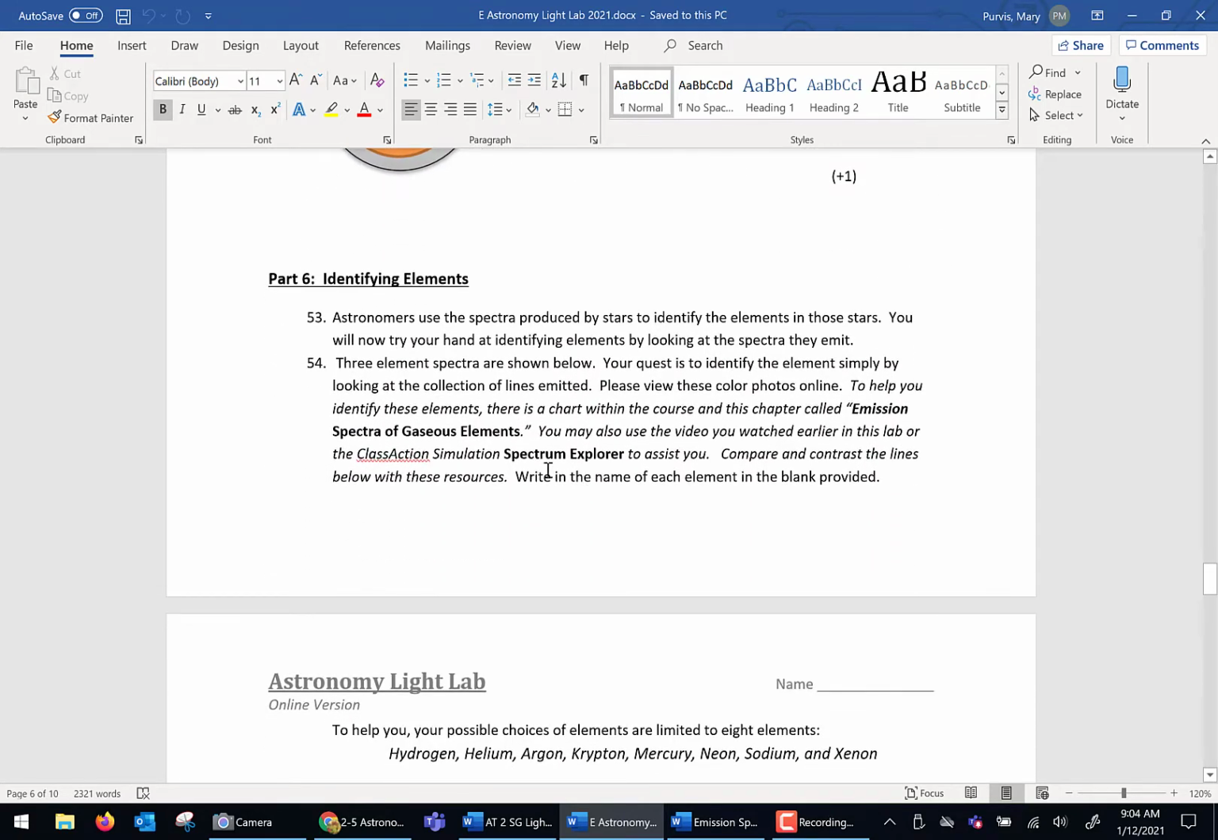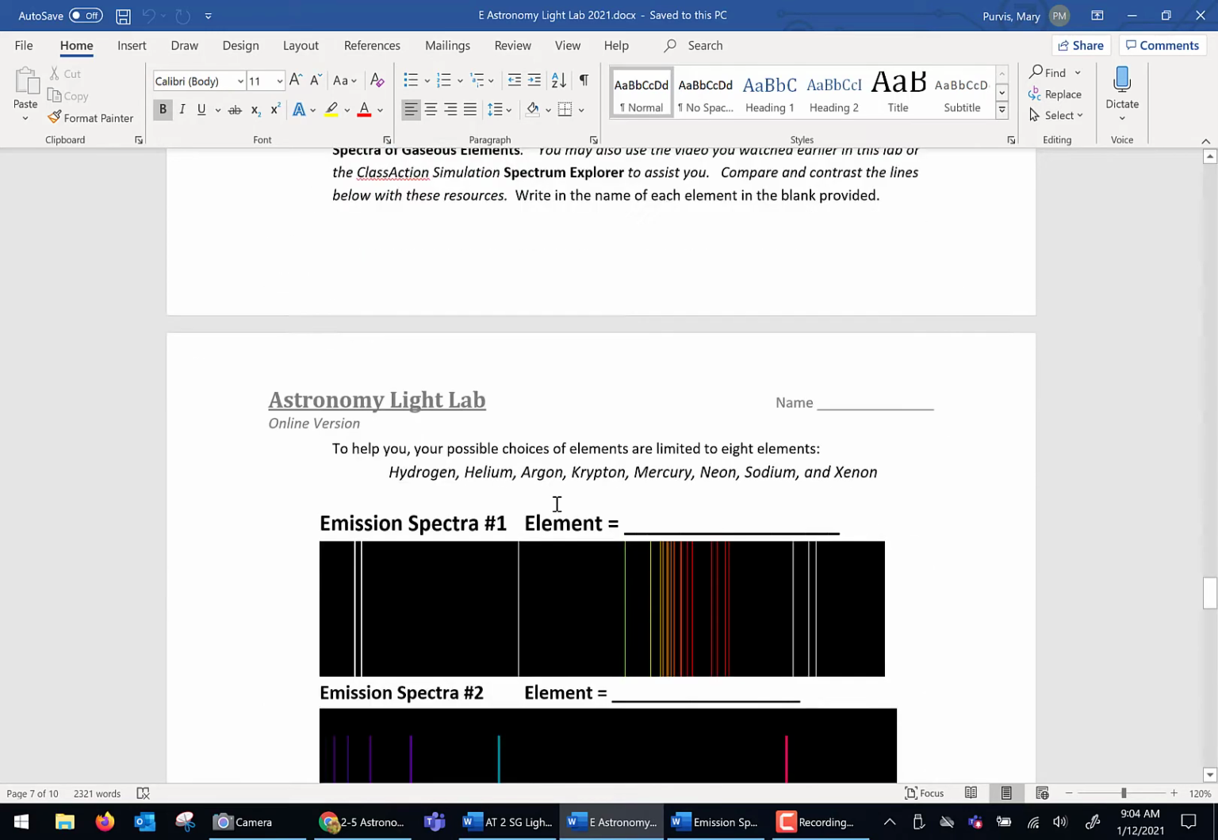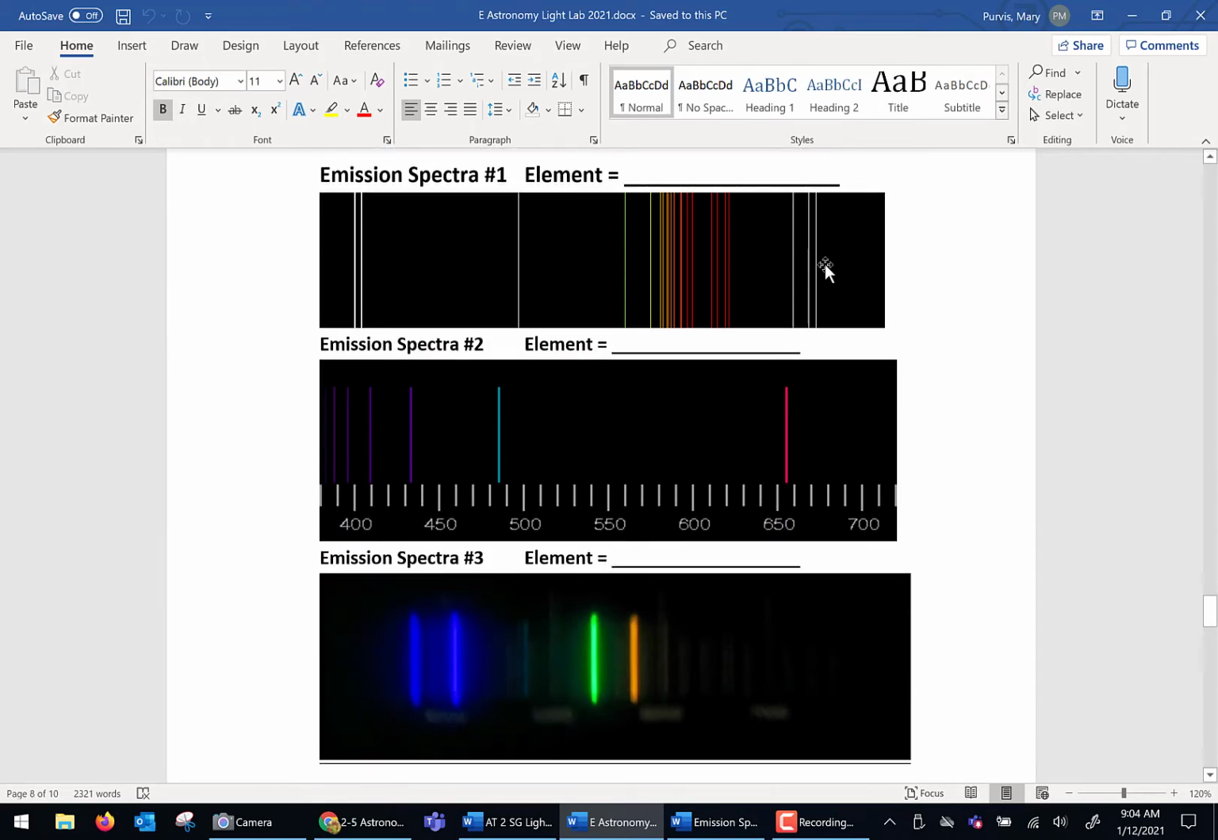And then one of the most important parts of the lab, I'm going to ask you to use everything you've learned so far to look at these 3 unknown element spectra and identify them. Now, every lab is worth 20 points. This section is going to be worth 5. It's a quarter of your grade. Can you accurately identify them just by looking at the colored lines? Now, right this moment, you might be going, holy moly, Mary, I can't do that.